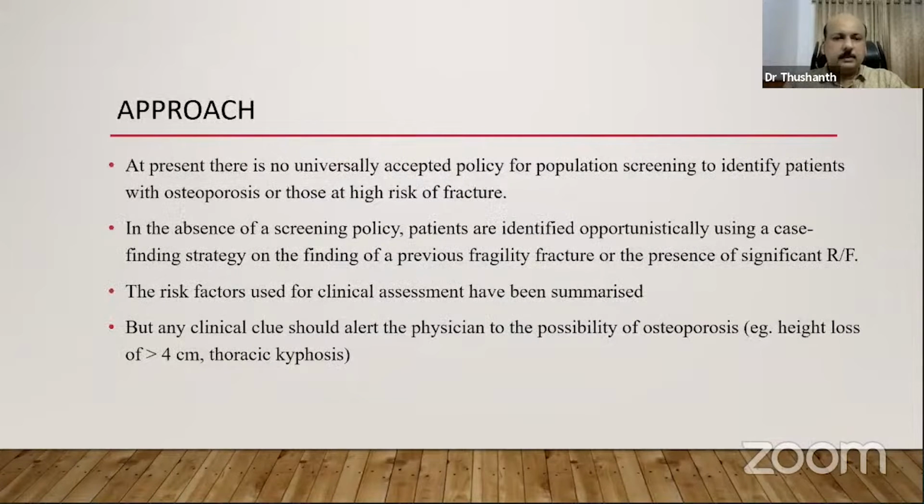So those are the other measures. In addition to DEXA, we have bone turnover markers, which are basically for treatment monitoring. Vertebral fracture assessment can be done to find out asymptomatic vertebral fractures, and most importantly, prediction tools like the FRAX score are there.